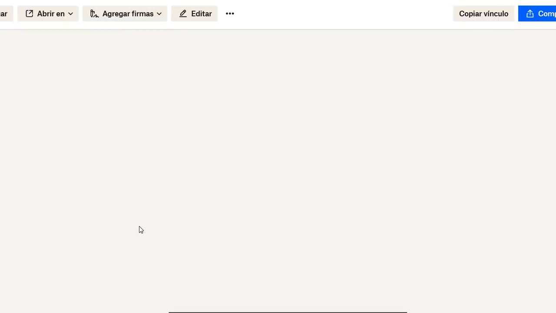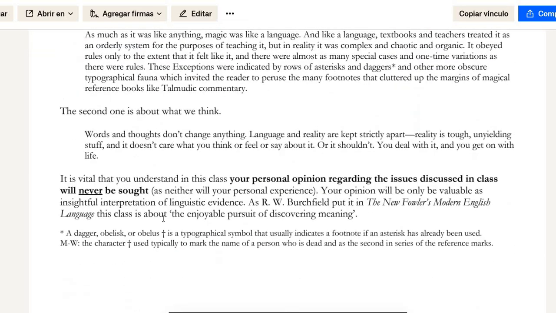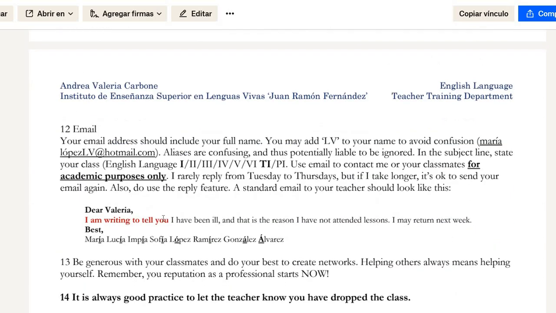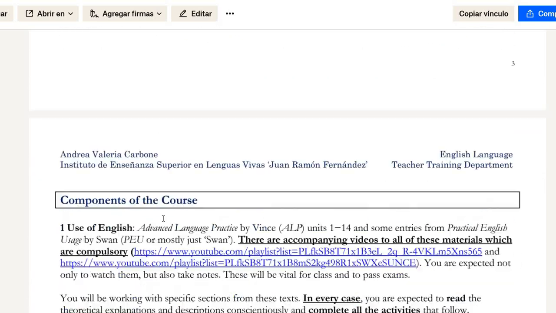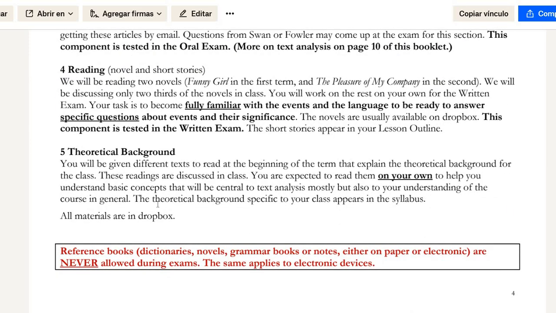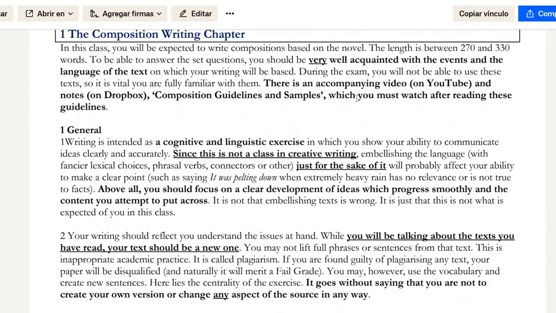Remember, you click this one, PI Profesora de Inglés. Now, here you have the introduction, but I would say it would be a very good idea for you to go to page 4 and check the components of the course and review this part. Remember, this is for 2022, so there may be minor differences, like this one, The Pleasure of My Company, which was the novel last year. Well, you can ask me if you find something odd, right? But review the composition writing chapter, and particularly the last chapter, which is about exams, right?